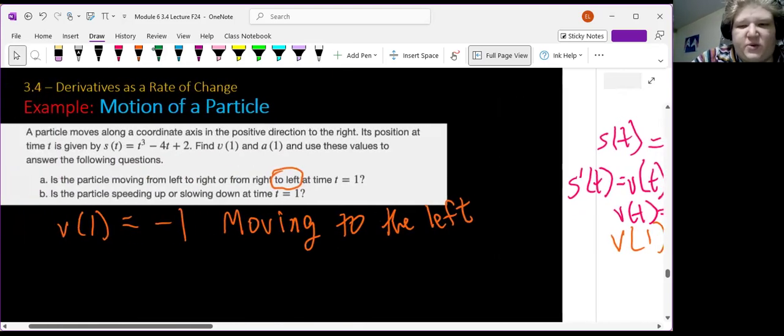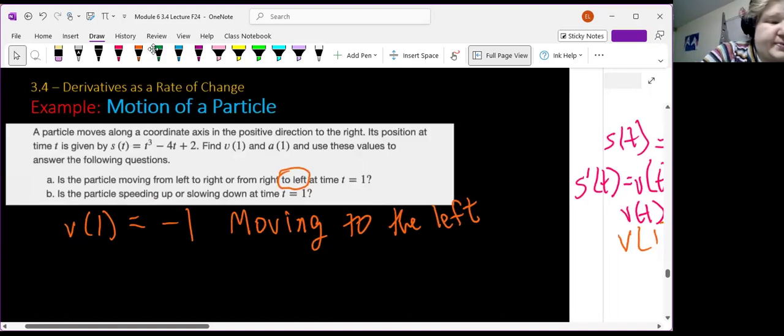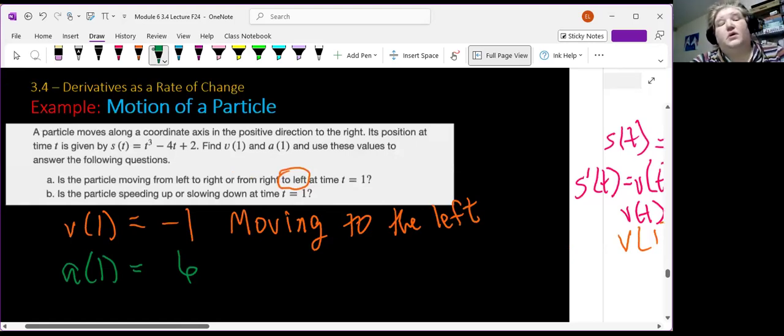So let's backtrack back to the question. A of 1 is 6. So now is it speeding up or slowing down? So it's moving to the left, moving backwards, but the acceleration is positive. So they're arguing, moving backwards, acceleration. So we are slowing down.